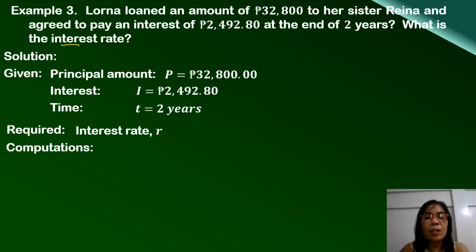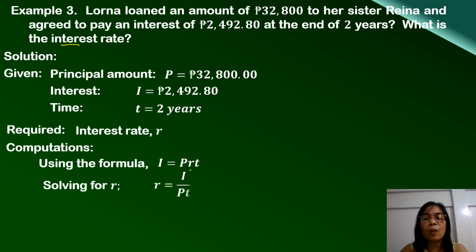Okay, using again the formula for the interest, I is equal to P times R times T, to solve for R, we just divide the equation by PT, giving us now R is equal to I divided by P times T. So having all the values known, that gives us R is equal to 2,492 pesos and 80 centavos divided by P, which is 32,800, and T is 2.